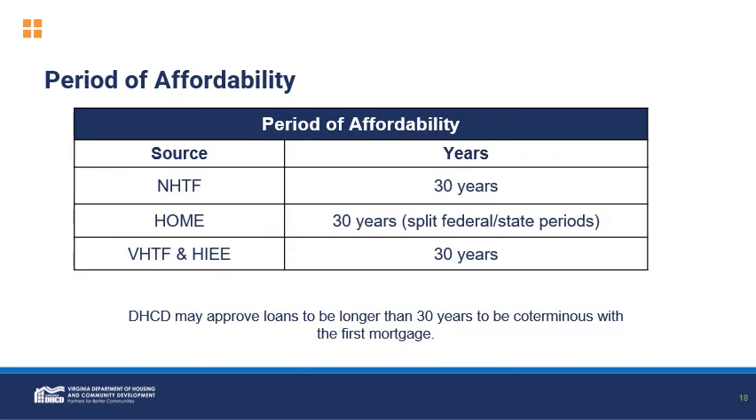All of our projects that are funded must be affordable for at least 30 years. We have a split federal and state affordability period for HOME to match that 30 years total so that we have consistency across the program. We may approve that our loans are longer, with terms longer than 30 years, to be coterminous with the first mortgage, and we can discuss that during a pre-application or post-application call.